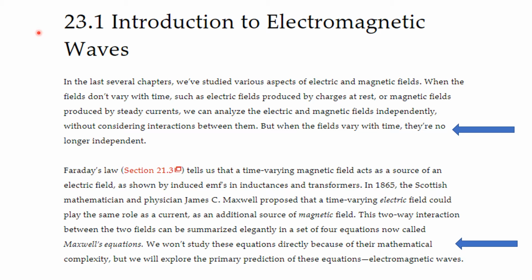Introduction to electromagnetic waves. When electrical and magnetic fields vary with time, they're not independent, and in fact, they cause waves. This two-way interaction between the two fields is summarized elegantly in a set of 4 equations now called Maxwell's equations. We won't study these equations directly because their mathematical complexity is significant, but we will explore the primary prediction of these equations, the phenomenon called electromagnetic waves.